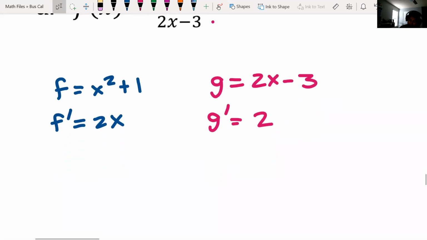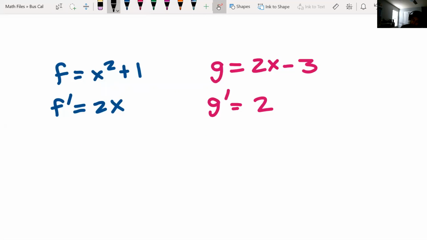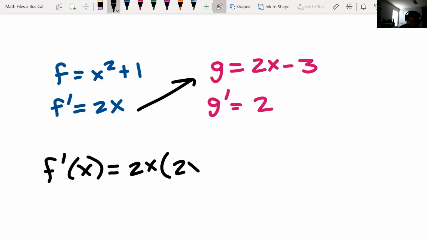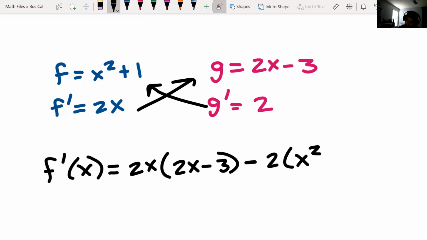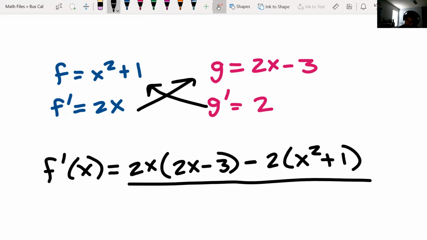We're taking the derivative of f of x. So we'll have f prime of x equal to f prime g, 2x times 2x minus 3, minus g prime f, 2 times x squared plus 1, all over 2x minus 3 squared. Okay. Derivative's done. Quotient rule's done. Now we just clean up algebraically.